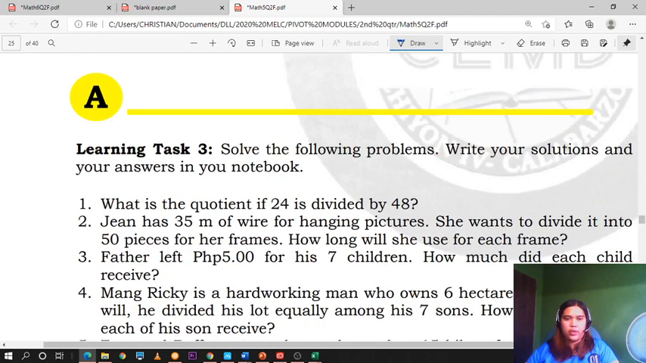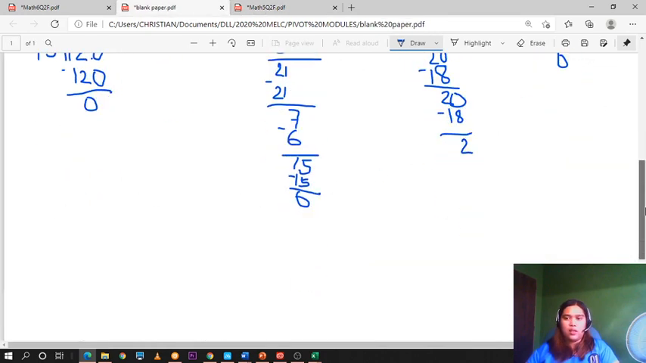Okay, for learning task 3, we will solve the following problems. Write your solutions and your answers on your answer sheet. So, what is the quotient if 24 is divided by 48? Tandaan natin, pag 24 divided by 48, ang 24 po ang ating hinahati. So, dito magiging 24 divided by 48.